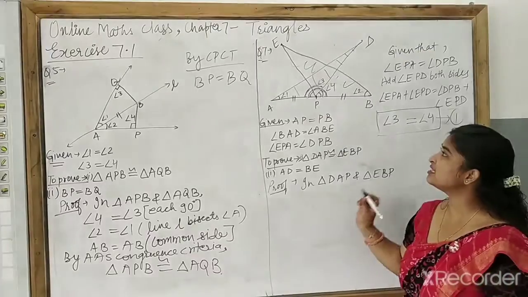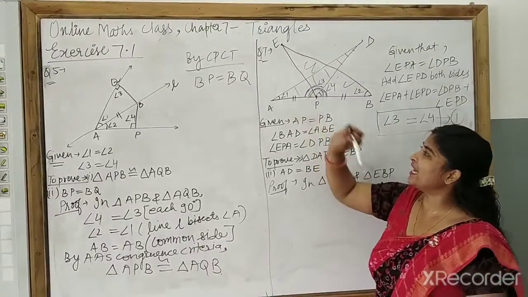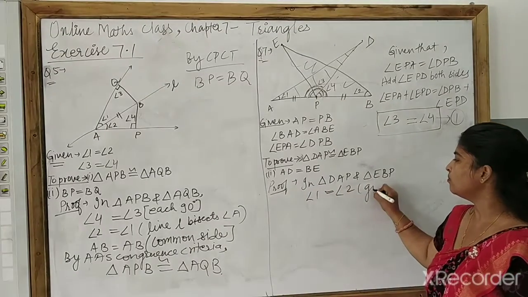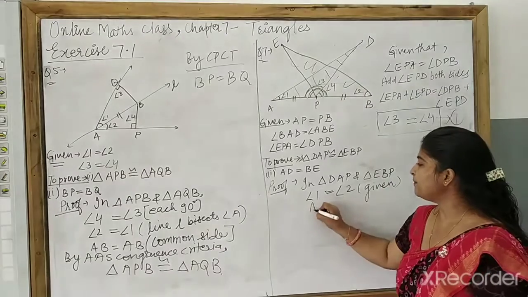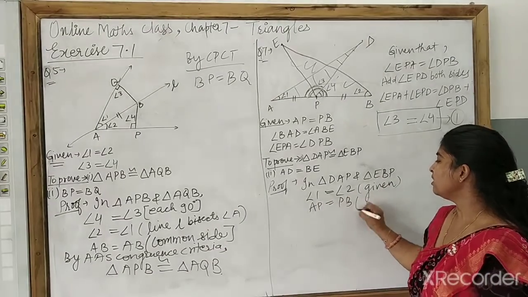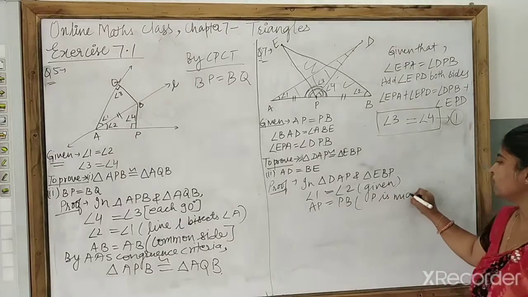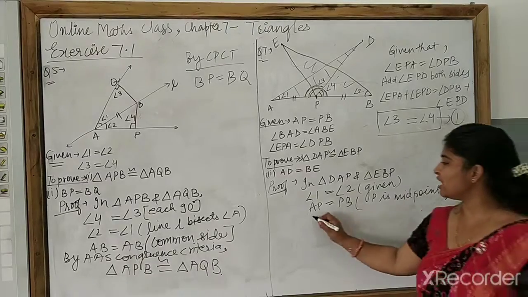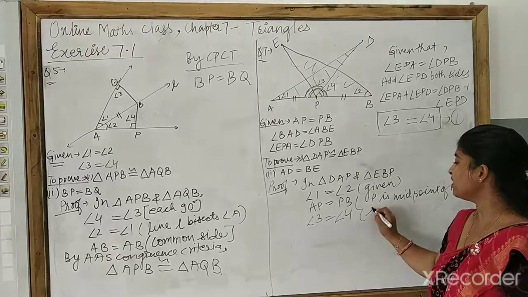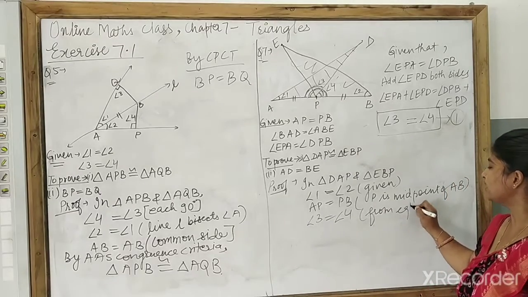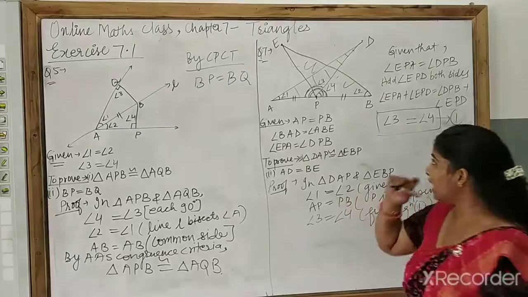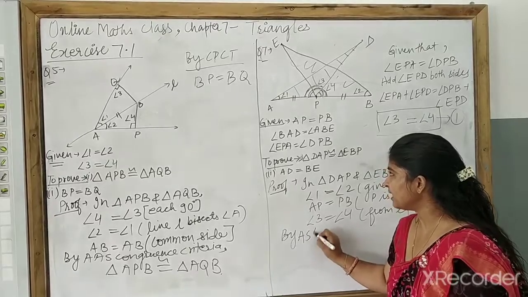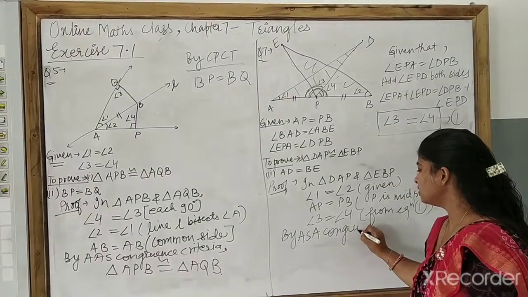Now in both the triangles, I can put the angle, side, angle property. So how will you write? You will write angle 1 equal to angle 2. How? Because it is given to us. AP is equal to PB. Why AP equal to PB? Because P is the midpoint of AB. And angle 3 is equal to angle 4 from equation number 1. Now we have got ASA, so you will write by ASA congruency criteria.